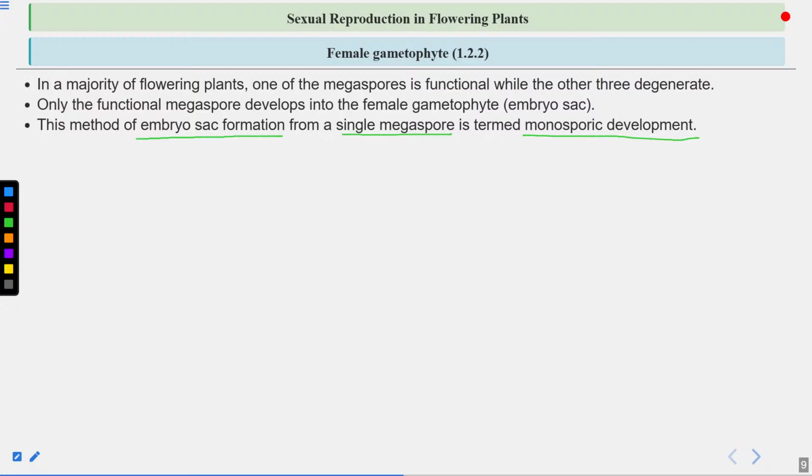What is the number of cells in the embryo sac? Number of cells in one embryo sac. I'm just talking about cells, not the nucleus. How many cells are there in one embryo sac? We have discussed it. Anyone can tell me?